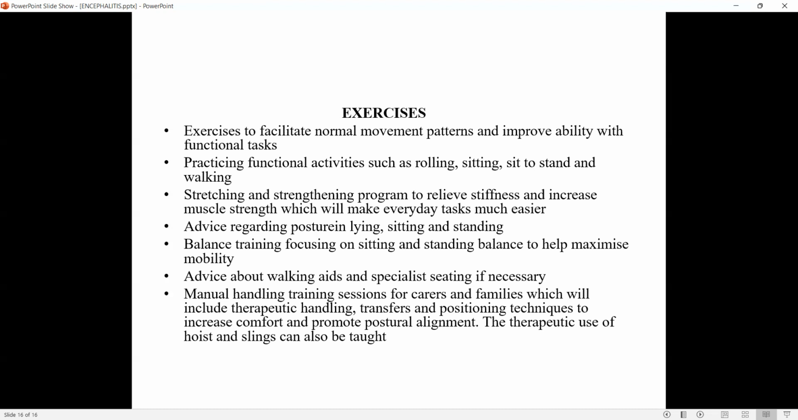Balance training focusing on sitting and standing balance to help maximize mobility. Advice about walking aids and specialized seating if necessary. Manual handling training sessions for the carers and families, which will use therapeutic handling, transfer and positioning techniques to increase comfort and promote postural alignment. The therapeutic use of a hoist and sling can also be considered.